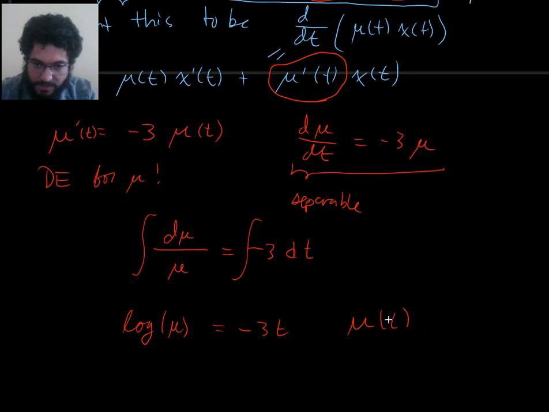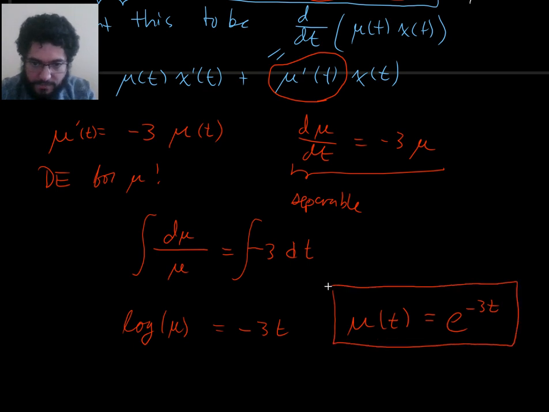Okay, and now I can exponentiate both sides, and I've got mu of t equals e to the minus 3t. So we have found our integrating factor. Now let me go back to the original differential equation and multiply it through and see the magic happen. So I'll be right back. Let me just copy down the equation.